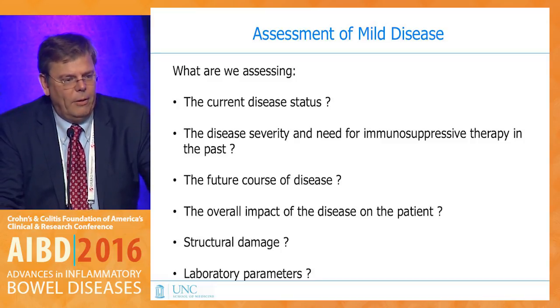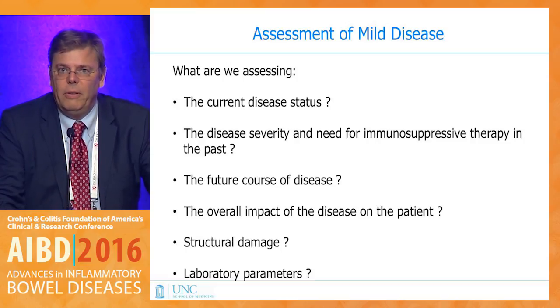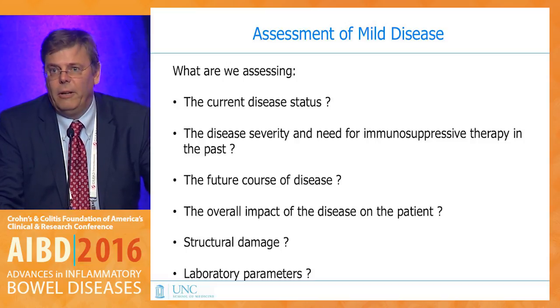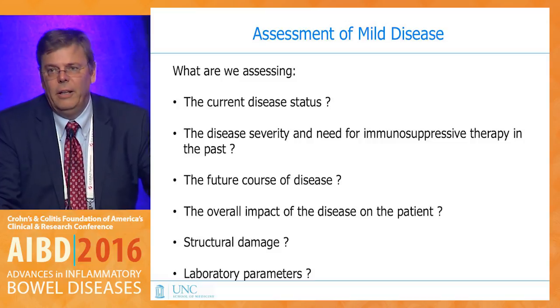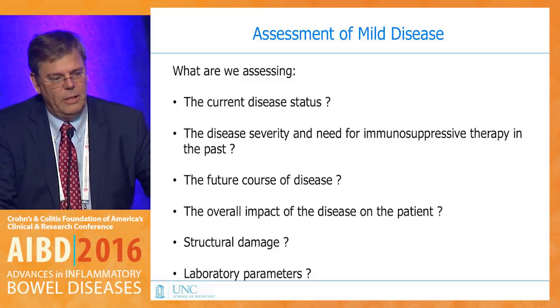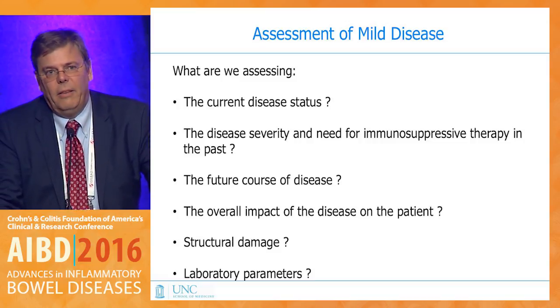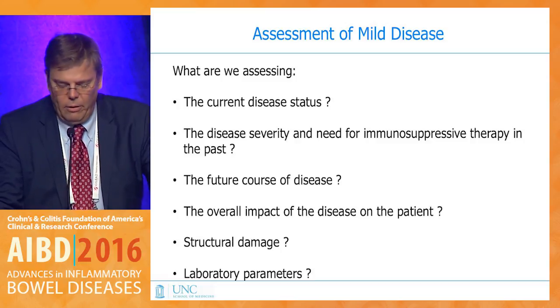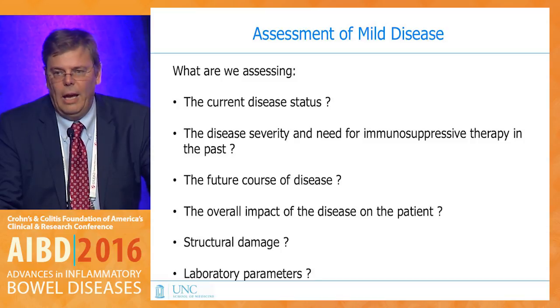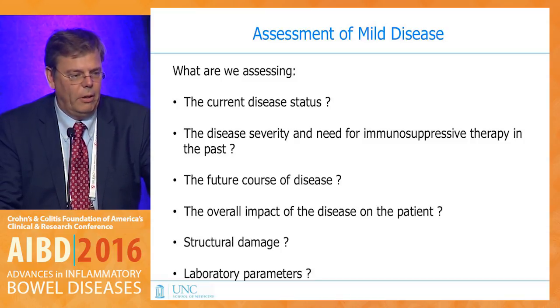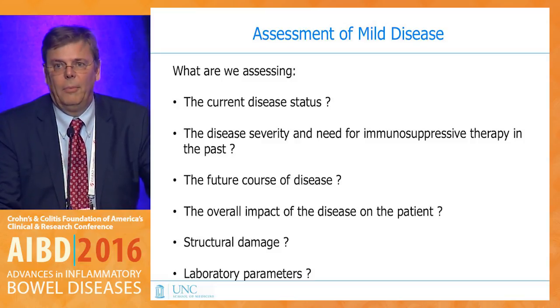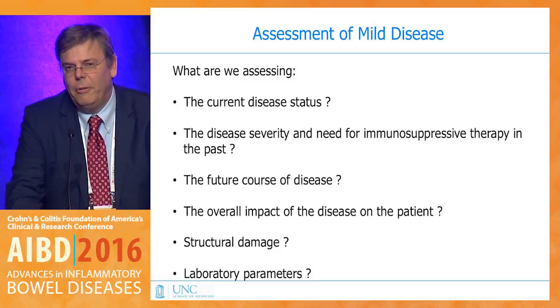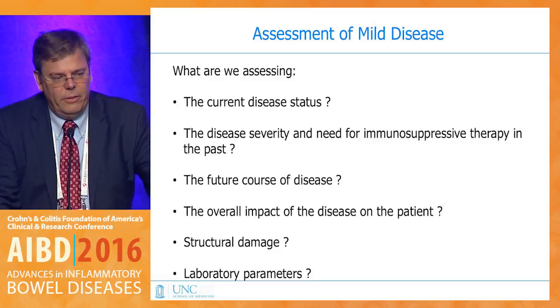The overall impact of disease on the patient, I think, is important to assess, and it could be very mild, but the disease could already be very severe if you look at structural damage. And that's another thing you can assess, structural damage in a patient with mild disease. Or you can just look at laboratory parameters. Is this reliable? Can we just rely on CRP and forget the rest? Or should we combine structural damage and laboratory parameters? I'm afraid I can't give you really a lot of answers to these questions.